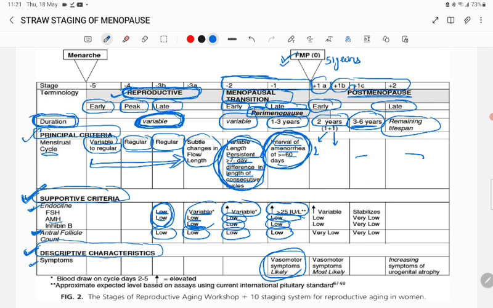Then supporting criteria, the endocrine: FSH will be increased. Then in the late phase it will gradually stabilize.